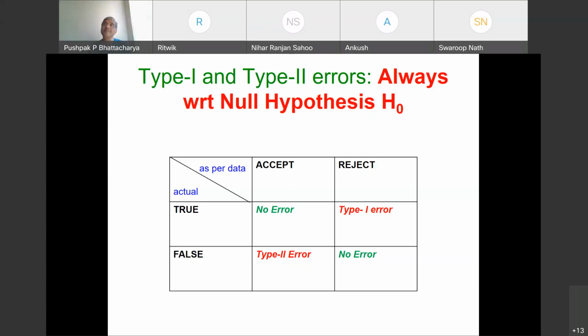How much error you are prepared to tolerate depends on the problem situation. Cancer patient, one case. Output from a Maruti car plant, another situation. Visa application, accept or reject. Loan application, accept, reject. Depends on the situation, depends on the problem. And why can't you outright reject it or accept it based on what is in front of you? That is because from sample to sample, the observation will vary.